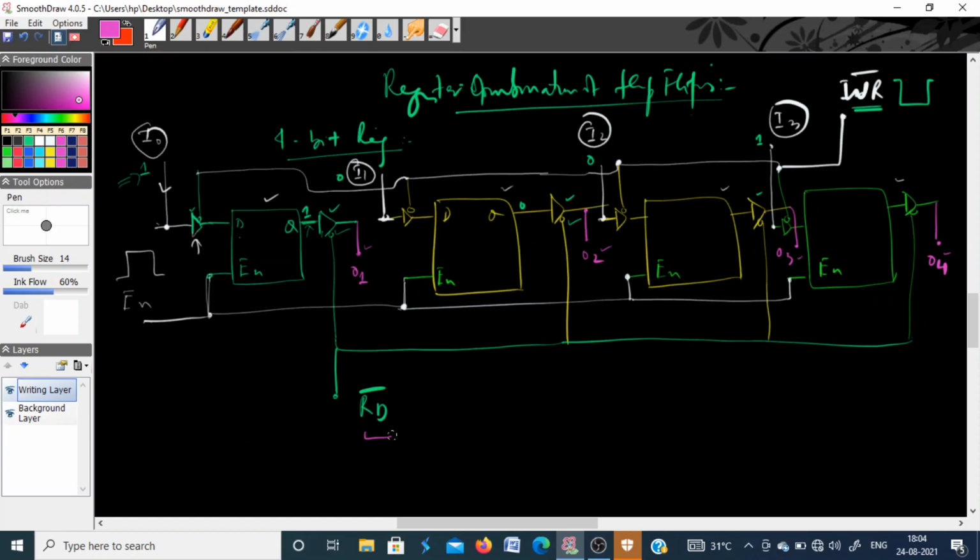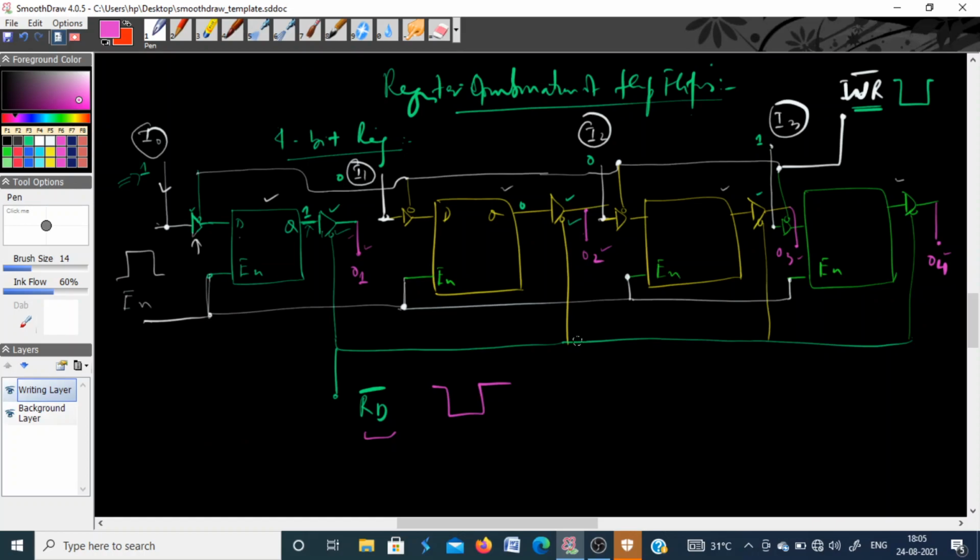So that is done by the control signal read. Whenever you apply a signal which goes from 1 to 0, all the 4 buffers will get activated, and whatever is stored in the flip-flop will come on the output lines. From the output lines, you can now connect it to the databus.